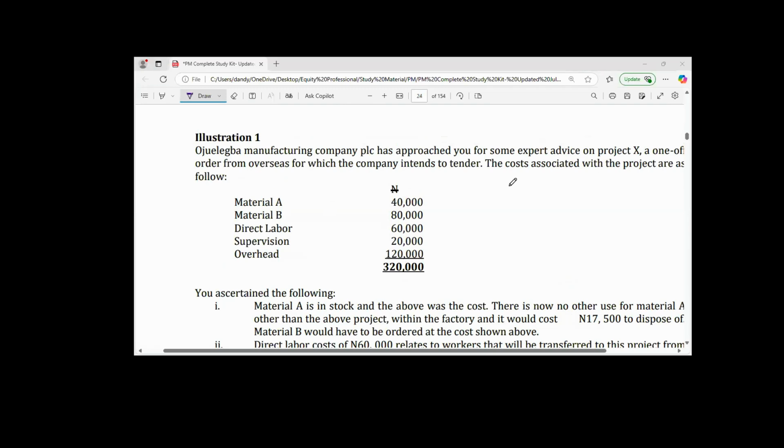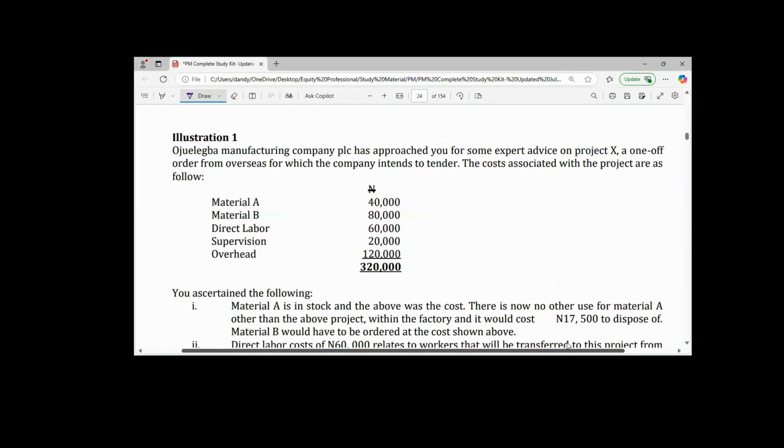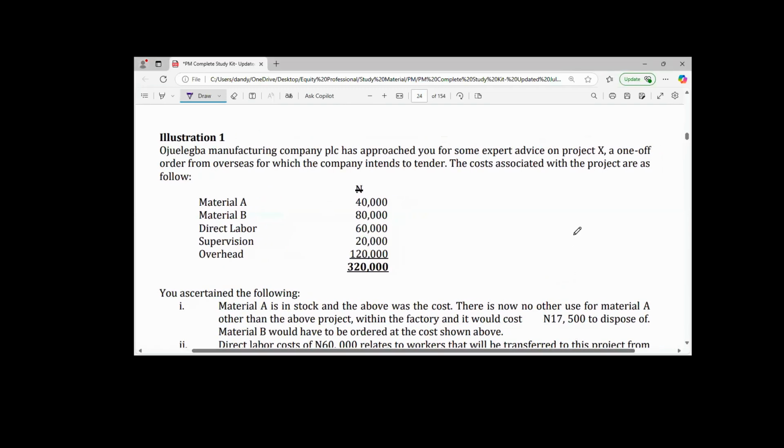Illustration 1. Ojuelegba Manufacturing Company PLC has approached you for some expert advice on Project X, a one-off order from overseas for which the company intends to tender. The costs associated with this project are as below. Material A, 40,000 naira. Material B, 80,000 naira. Direct labor, 60,000 naira. Supervision, 20,000 naira. Overhead, 120,000 naira. In total, 320,000 naira.